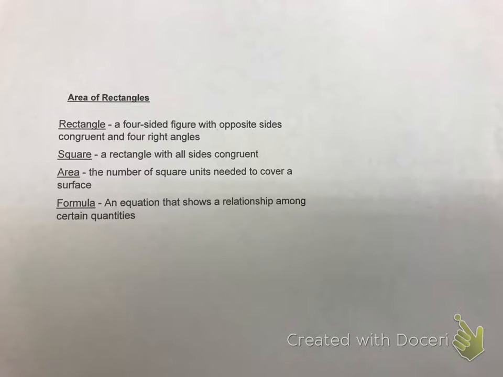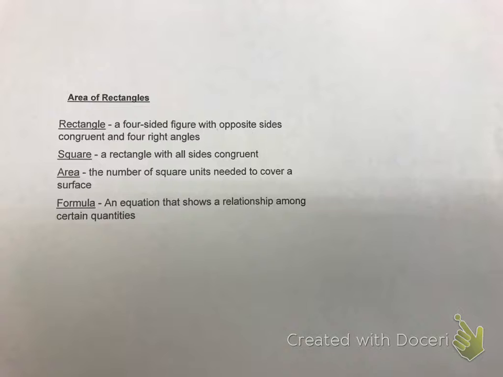So, a rectangle is a four-sided figure with opposite sides congruent and four right angles. A square is a rectangle with all sides congruent. So, a square is a rectangle, but a rectangle is not a square.